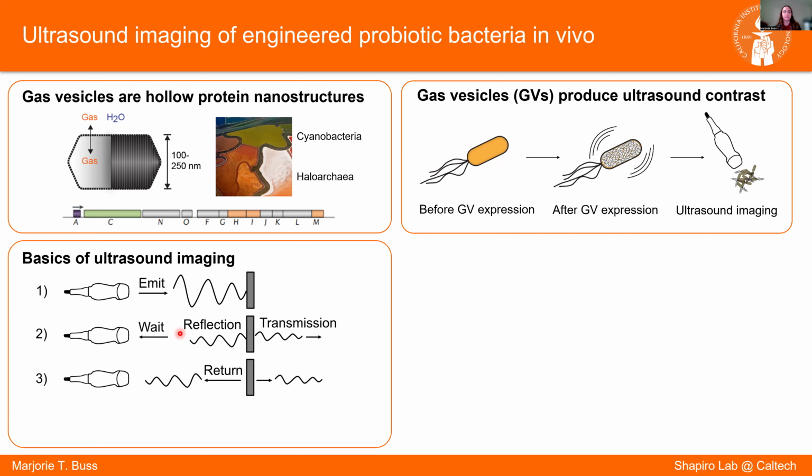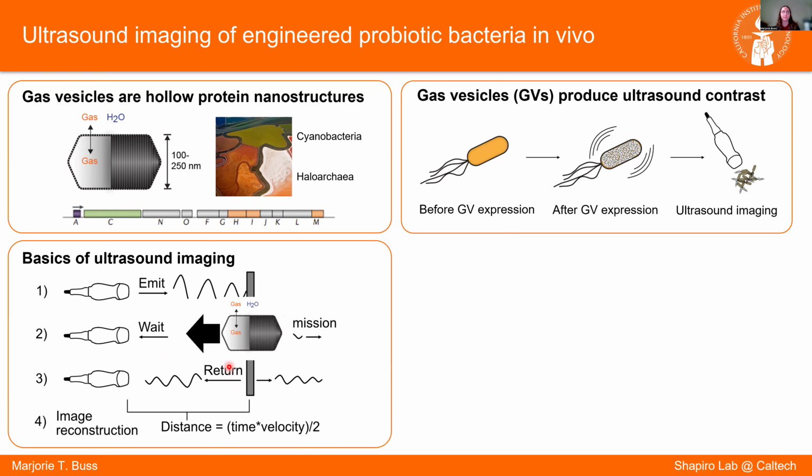And based on the time it took the waves to transit, and also how fast they were going, which is a known quantity, the speed of sound in your tissue, you can calculate the distance of this object in the tissue, and do that a whole bunch of times with a whole bunch of fancy signal processing methods to actually reconstruct your image. And the reason gas vesicles work so well here is that they have this air-water interface that really strongly reflects the sound waves back. So we can actually see the bacteria under ultrasound imaging if they're expressing gas vesicles.